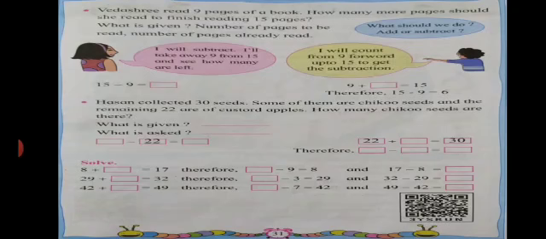9 plus 6 is equal to 15. So in both the ways, 15 minus 9 is equal to 6. In both the ways, we are getting the same answer.